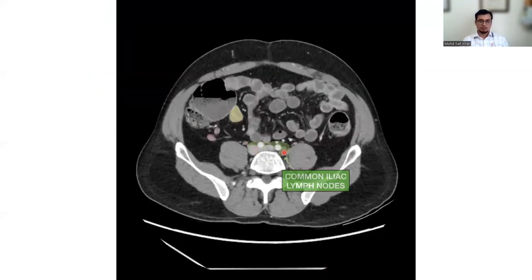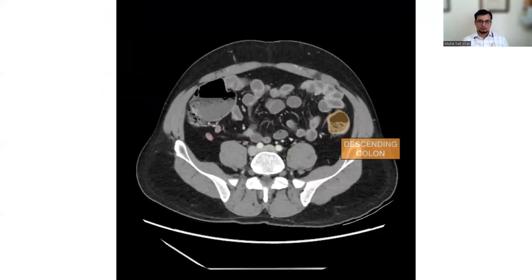Now here you can see around the aorta some common iliac lymph nodes as well, and you can see both iliac arteries here very well. Now look at the descending colon, which is usually a fixed structure in the retroperitoneum, and it is of smaller caliber compared to the right-sided ascending colon, okay? So can you see the ascending colon? Can you appreciate the difference between the calibers of the ascending colon and the descending colon?